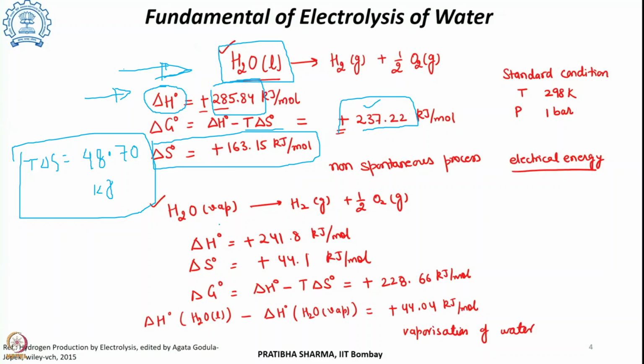If you split water from the vapor state, this delta H value will be lower. It will be 241.8 kilojoule per mole, because the vapor state is already at a high energy state.